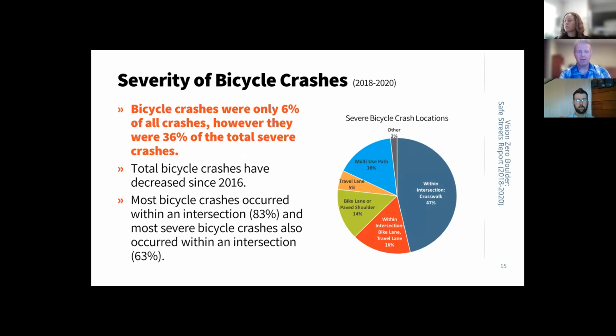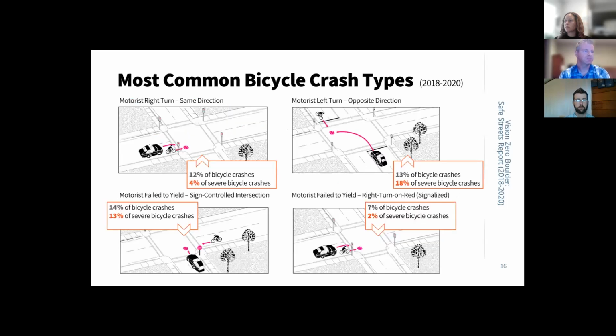In terms of bike crashes, again, what we find is that although they represent 6% of our total crashes, they account for 36% of our total severe crashes. And really what we find is that quite a few of them happen within intersections. So that was kind of an interesting point, that many of our bike crashes, 83% of them, occur within an intersection. And then we also see our severe crashes with bicyclists occurring in intersections. Next slide, please.